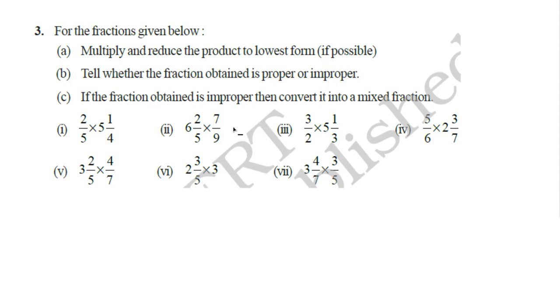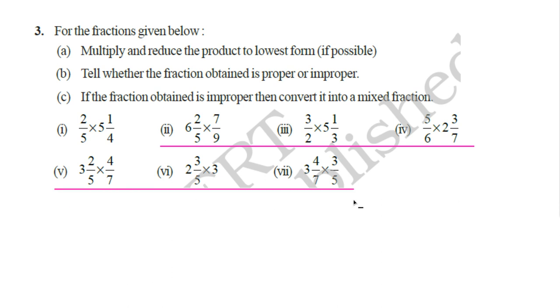The same way you can do questions 2, 3, 4, 5, 6 and 7 from the textbook. First multiply and find out the answer. Then check whether it is proper or improper. If it is improper, you make it into a mixed fraction.